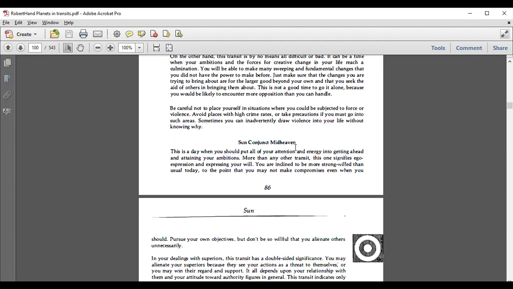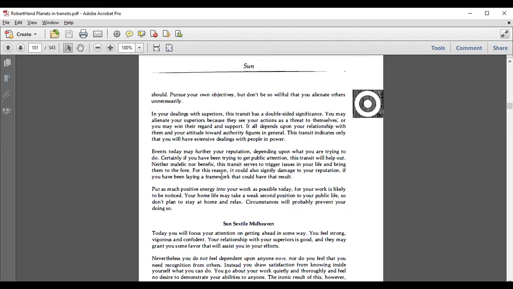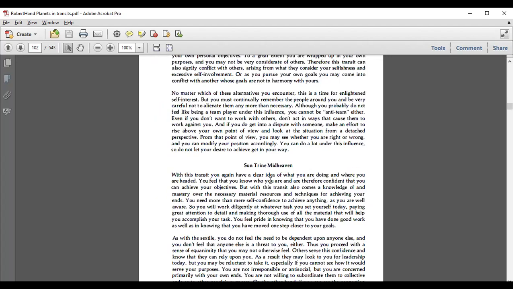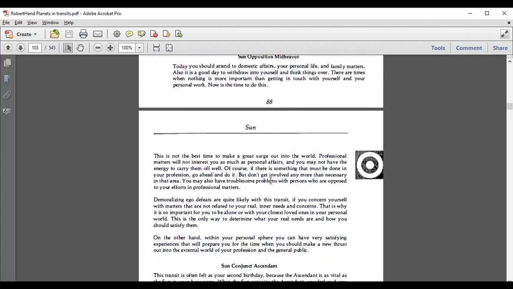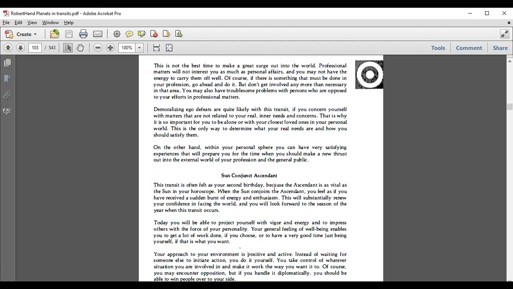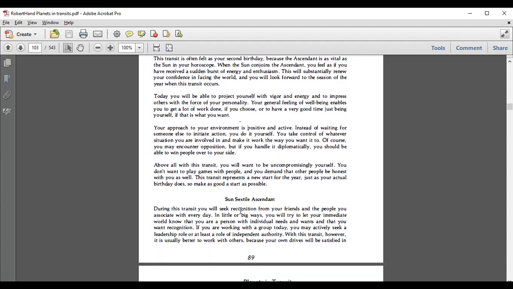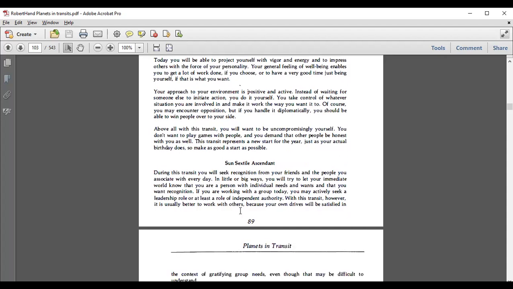Then we go Sun conjunct midheaven, Sun sextile midheaven. We get all the things: Sun square midheaven, Sun trine midheaven, opposition midheaven, and then Sun conjunct descendant. Same thing. So this is really cool, and you can go look this up. They're pretty hefty definitions, whether it's a daily aspect or something that's in place for a longer time.